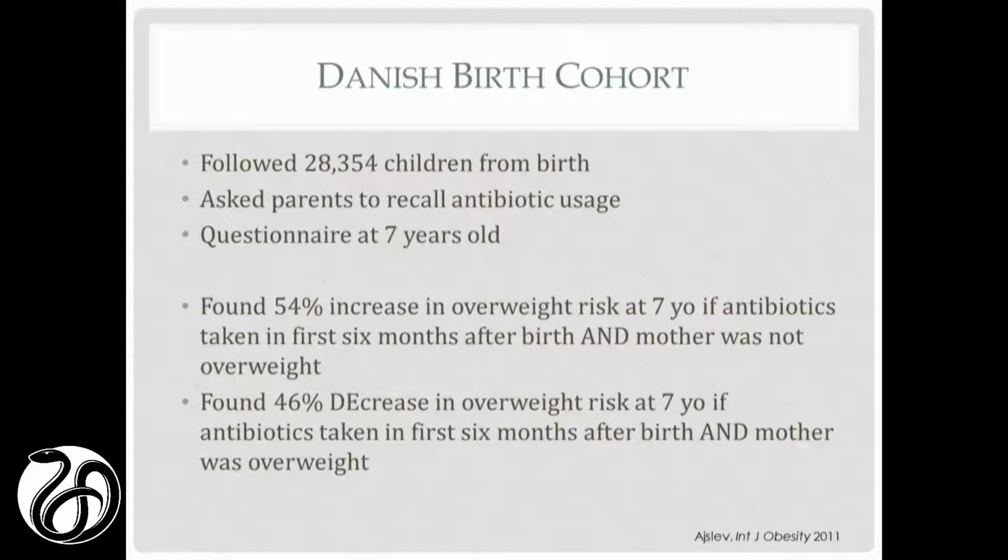Similarly, work done in a Danish cohort following up close to 30,000 children, so a substantial plurality of births during the studied period in Denmark, again looked at parental recall as an index of antibiotic usage and growth by way of questionnaire administered at 7 years of age. And again, what these folks found is that in primary school age children, if antibiotics were taken in infancy, there was an increased risk of overweight, but interestingly, this only applied in the absence of maternal overweight.